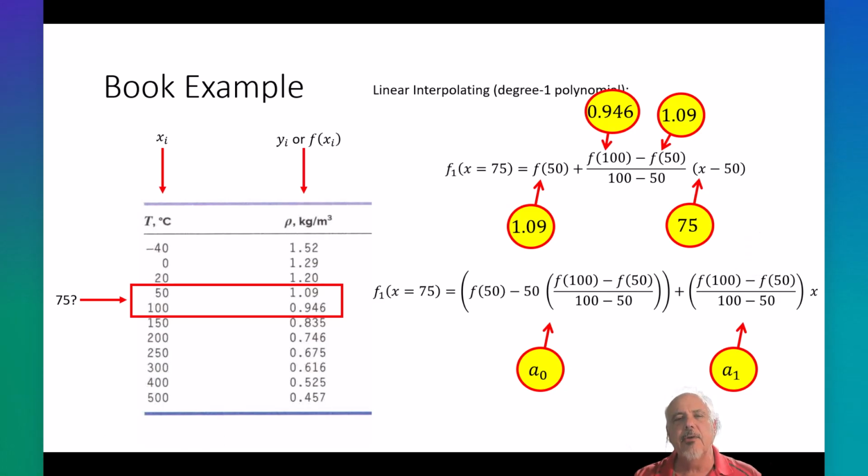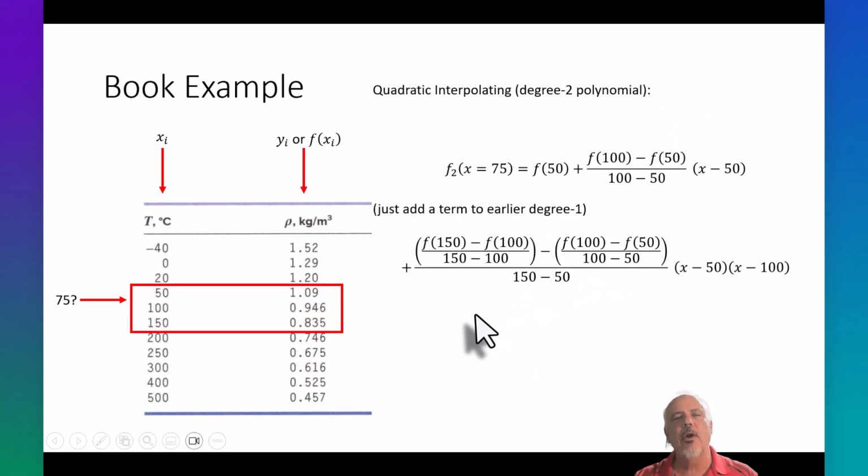So that's linear. Let's see if we can look at quadratic. For quadratic, we're going to add the third point, which is 150. What you do is you maintain what you had for the linear part, and you just add another term to it, and that's it.